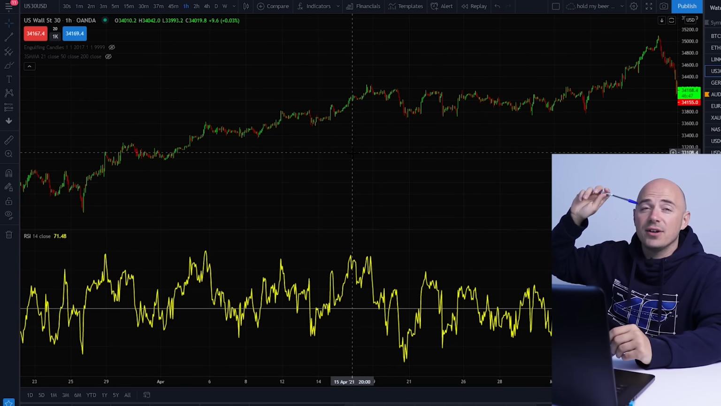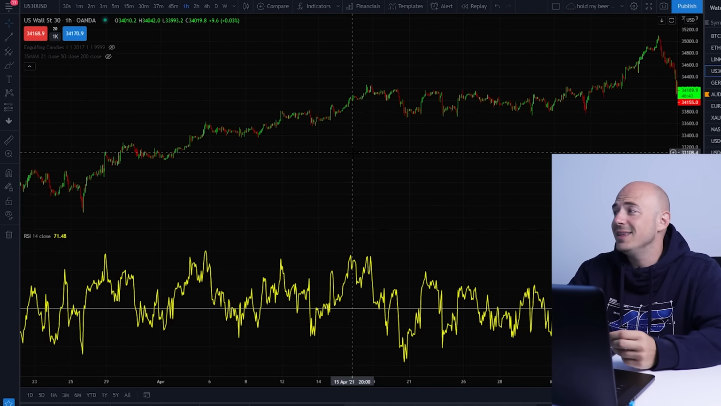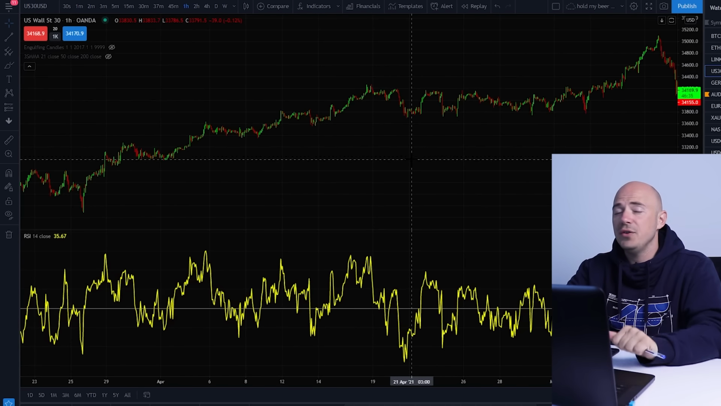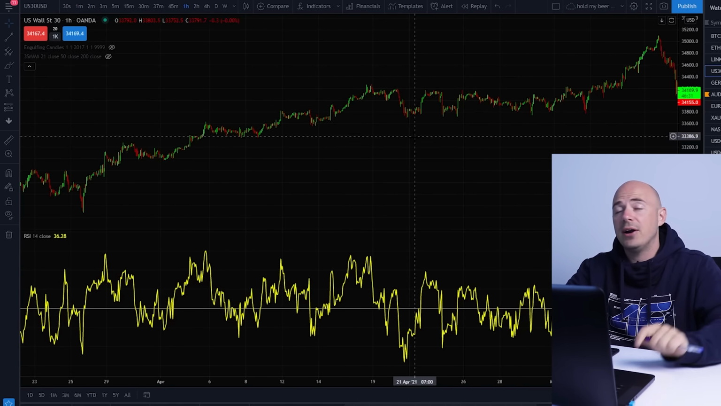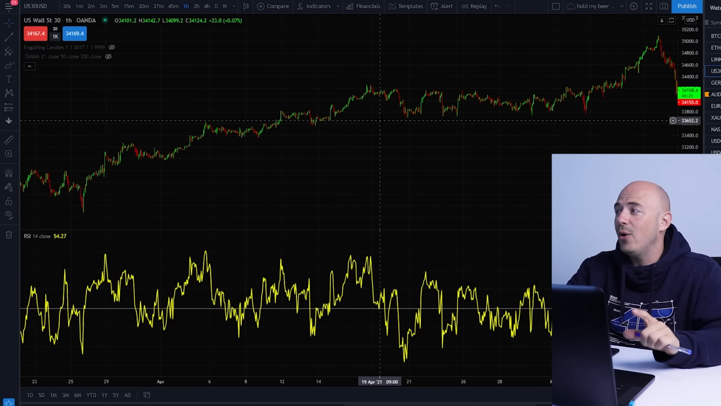All right, first thing that you're going to want to do is get on the charts on TradingView. You can find a link down below to the website. It's tradingview.com. What you want to do is get on the cryptocurrency or the indice or the forex pair that you trade most often and look at it on a 1 hour time frame.